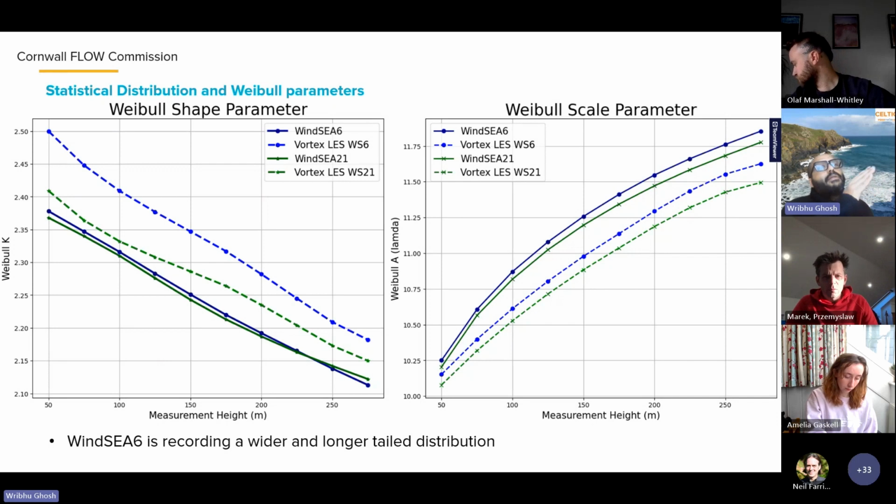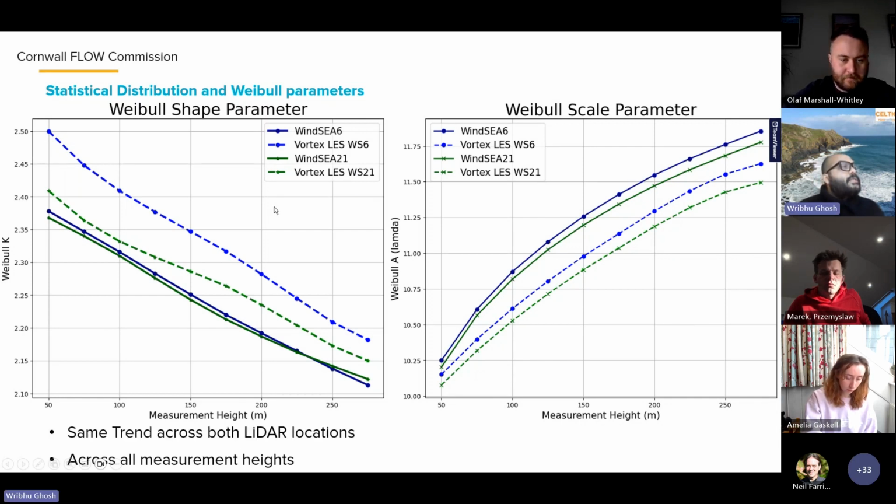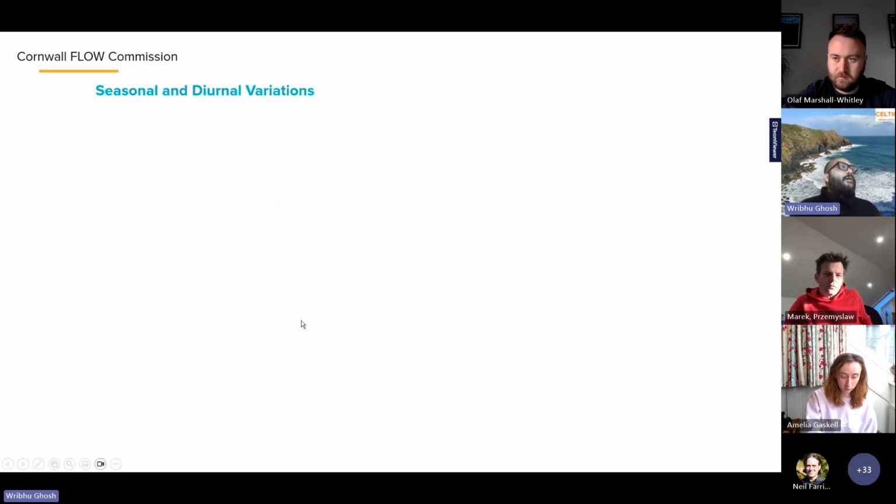right-skewed distribution. And for the scale parameter, the model is consistently predicting a lower scale parameter for both locations and both heights, which means the model consistently predicts a narrower distribution with higher peaks. This eventually also justifies our first observation, where it is predicting lower mean wind speed and even lower P95 because of the distribution. We see the same trend across both locations and across all measurement heights.